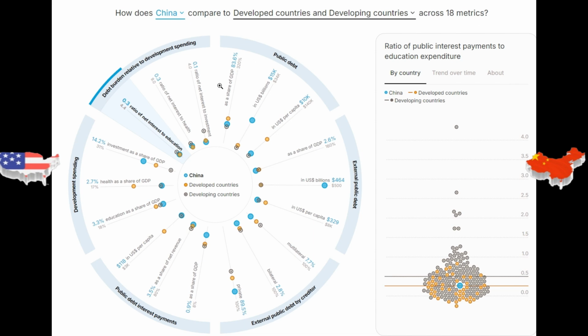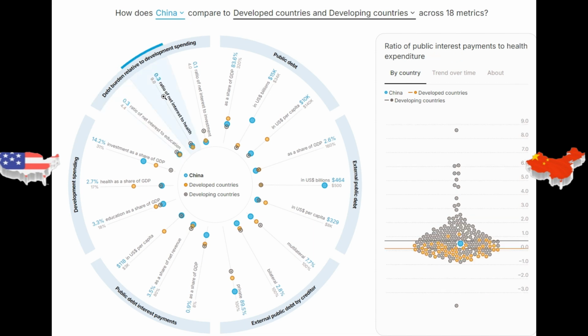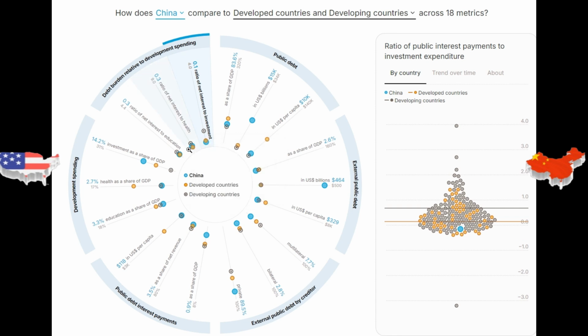In the final category, China's rate is similar to the average for developed countries and notably lower than that of developing countries, whereas the United States aligns more closely with the rates seen in developing nations. Overall, China's national debt situation appears to be in significantly better shape compared to that of the United States.